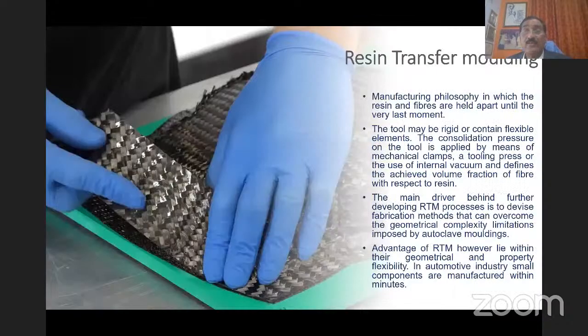Resin transfer molding is a manufacturing philosophy in which the resin and fibers are held apart until the very last moment. The tool may be rigid or contain flexible elements. The consolidation pressure on the tool is applied by means of mechanical clamps, a tooling press, or the use of internal vacuum, and defines the achieved volume fraction of fiber with respect to resin. The main driver behind further developing RTM processes is to devise fabrication methods that can overcome the geometrical complexity limitations imposed by autoclave moldings. The advantage of RTM, however, lies within its geometrical and property flexibility. In the automotive industry, small components are manufactured within minutes.